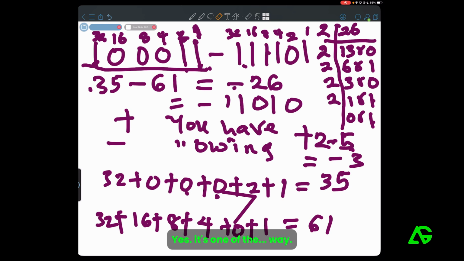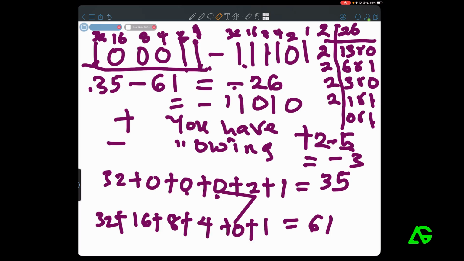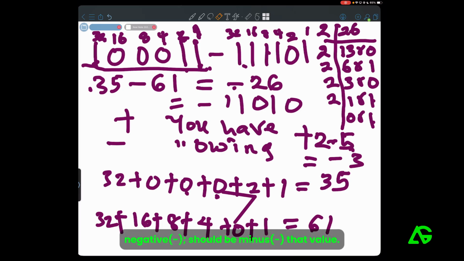Yes, it's one of the ways, because there are different ways we can approach a single question. Another approach that will be faster in this case is placing the big number up and subtracting the small number from it. But in the real question given to us, the big number is subtracted from the small, right? So in that situation, our answer should be negative. That means after placing the big number up, then the small number down, and subtracting, the answer should be negative, minus that value.